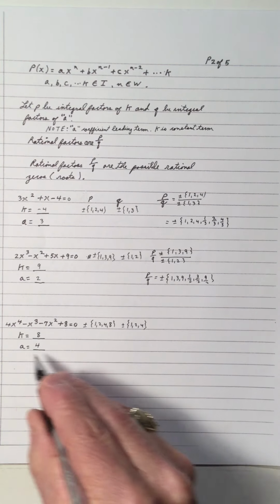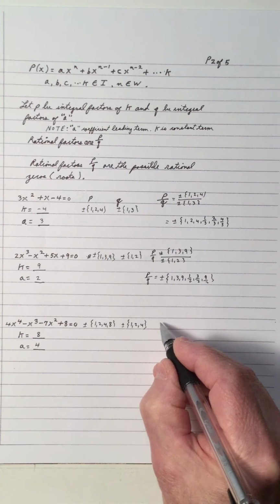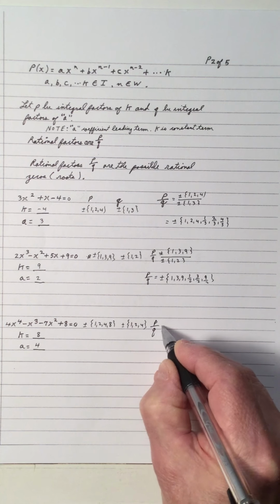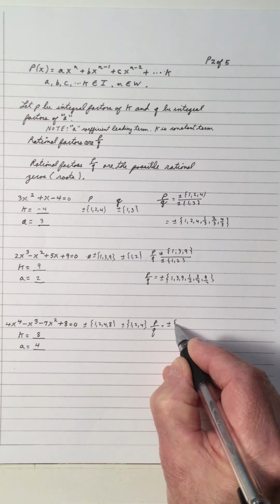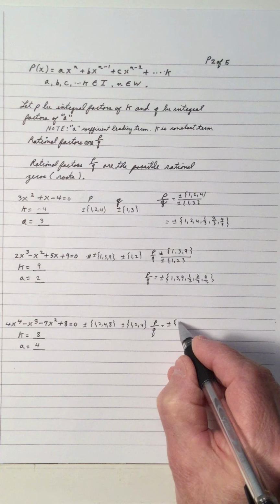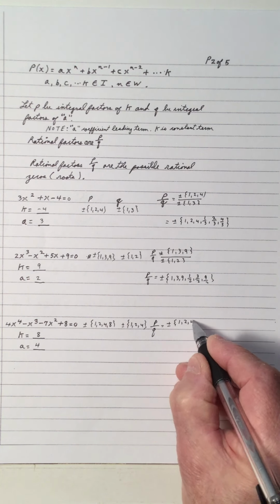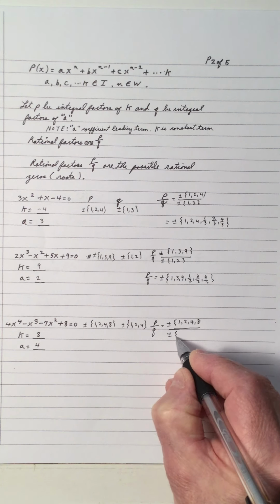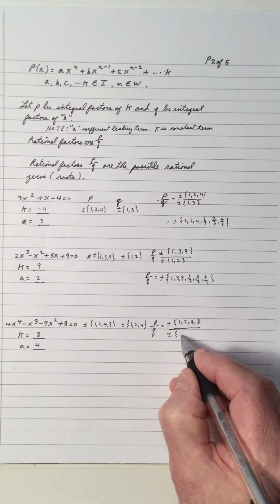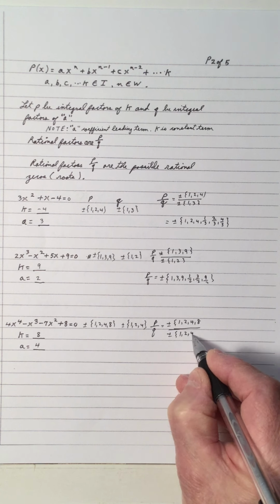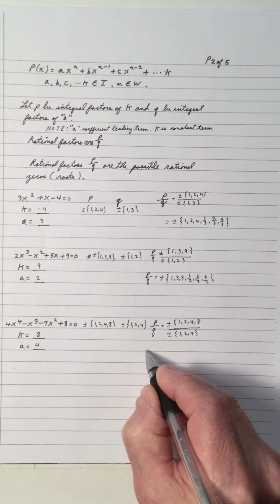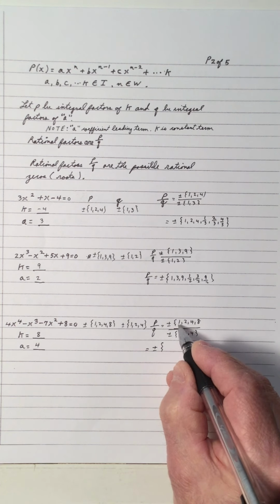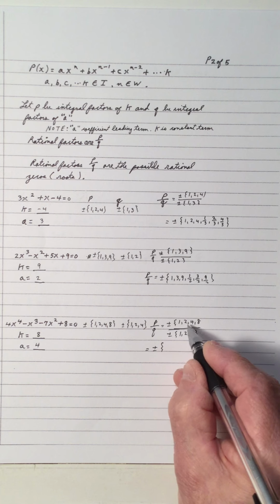So the factors of p divided by the factors of q are plus minus: the factors of p, 1, 2, 4, and 8, divided by the factors of q, which are 1, 2, and 4. If you work that out, let's see what we have. Divide by 1: 1, 2, 4, 8.